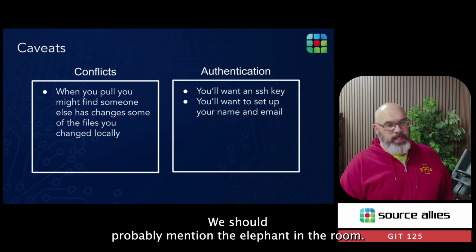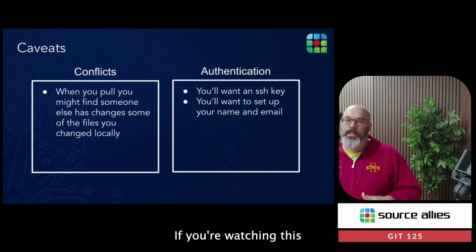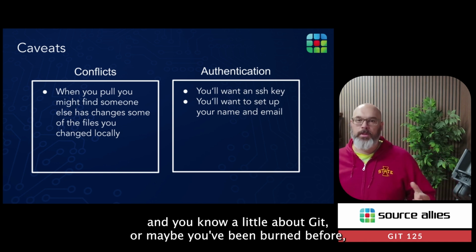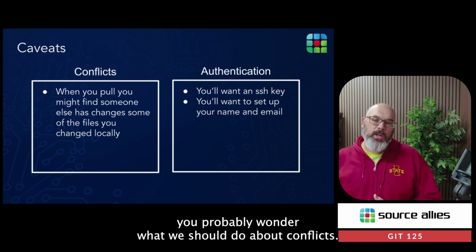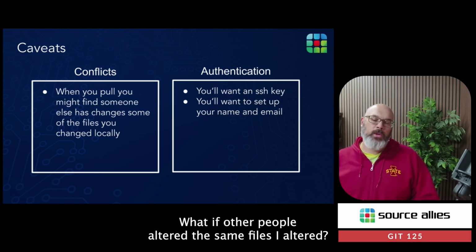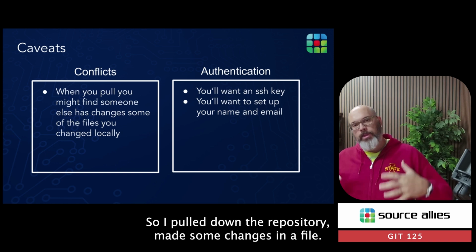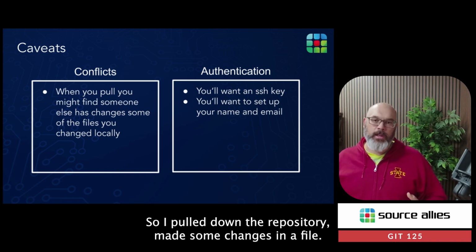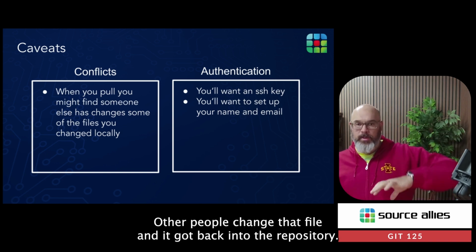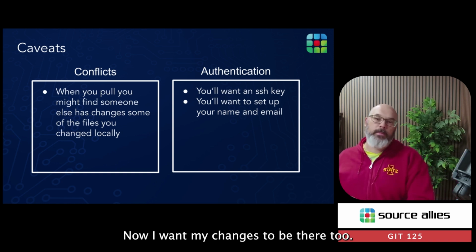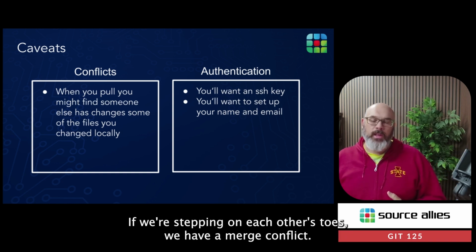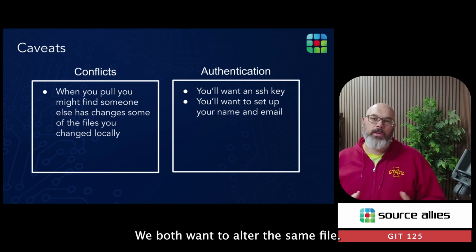We should probably mention the elephant in the room. If you're watching this and you know a little about Git, or maybe you've been burned before, you probably wonder what we should do about conflicts. What if other people altered the same files I altered? So I pulled down the repository, made some changes in a file. Other people changed that file, and it got back into the repository. Now I want my changes to be there too. If we're stepping on each other's toes, we have a merge conflict. We both want to alter the same file.